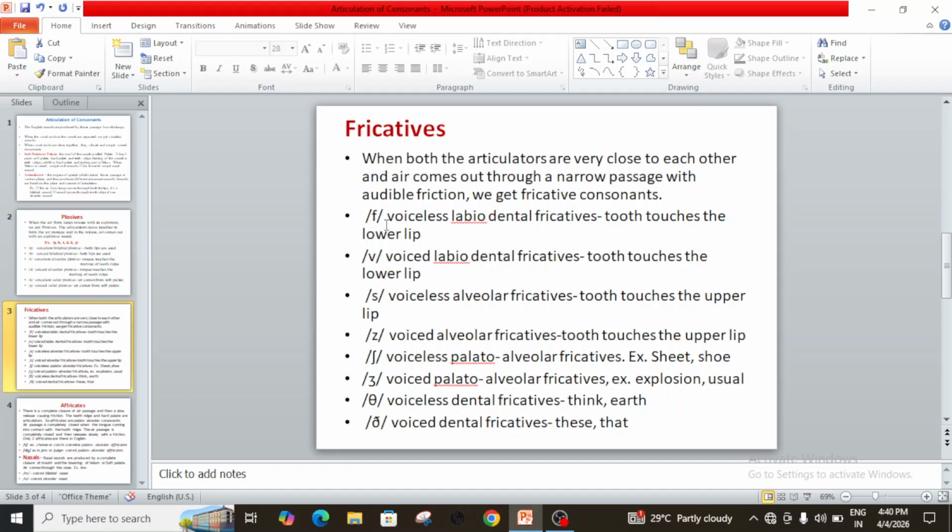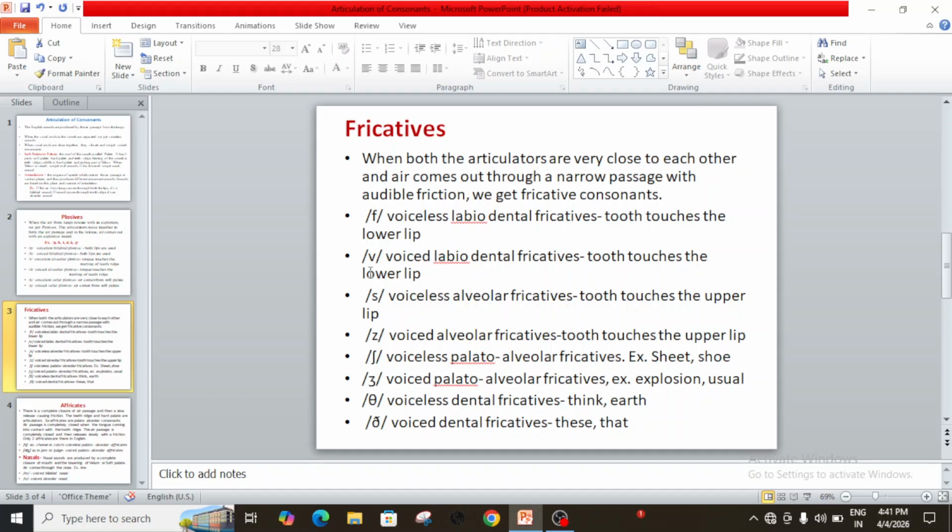So F is voiceless because there is no vibration of vocal cords, but it's a labio-dental fricative because the lower part of the teeth touches the upper lip. So there is involvement of both lip and teeth. So it's a voiceless labio-dental fricative.